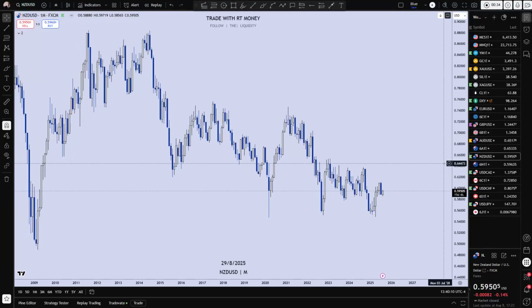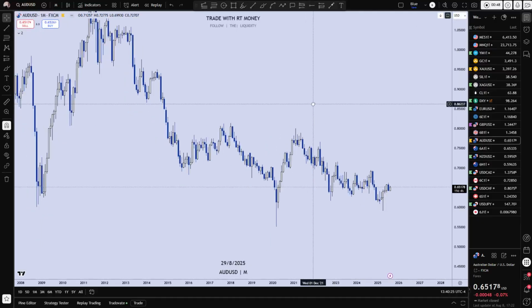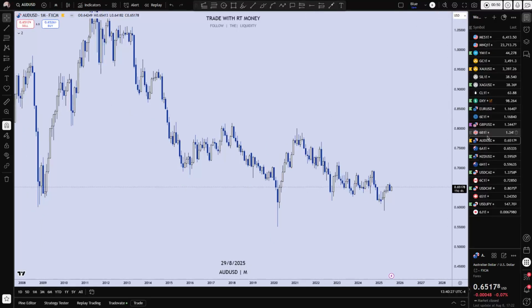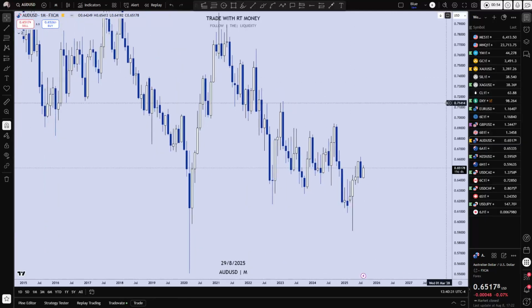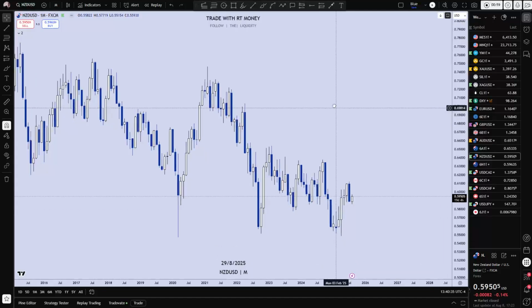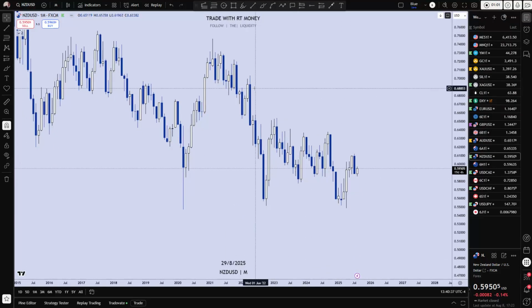Okay, now, first thing I want to tell you is I've already done this analysis for the Aussie dollar. Look at this monthly chart of the New Zealand dollar, and this is the Aussie dollar. See how close they are? Look at the formation. Look at the candlesticks, and you can see this is the Aussie dollar and this is the New Zealand dollar. So I've already done the analysis.